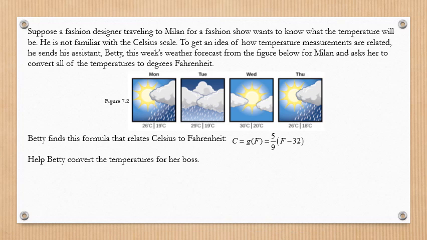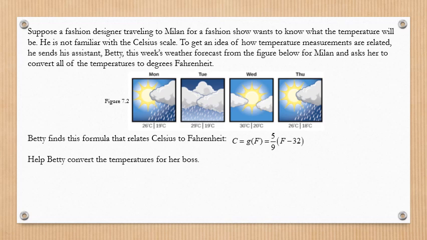Suppose a fashion designer traveling to Milan for a fashion show wants to know what the temperature will be. He's not familiar with the Celsius scale. To get an idea of how temperature measurements are related, he sends his assistant Betty to this week's weather forecast from Figure 7.2 for Milan and asks her to convert all of the temperatures to degrees Fahrenheit.